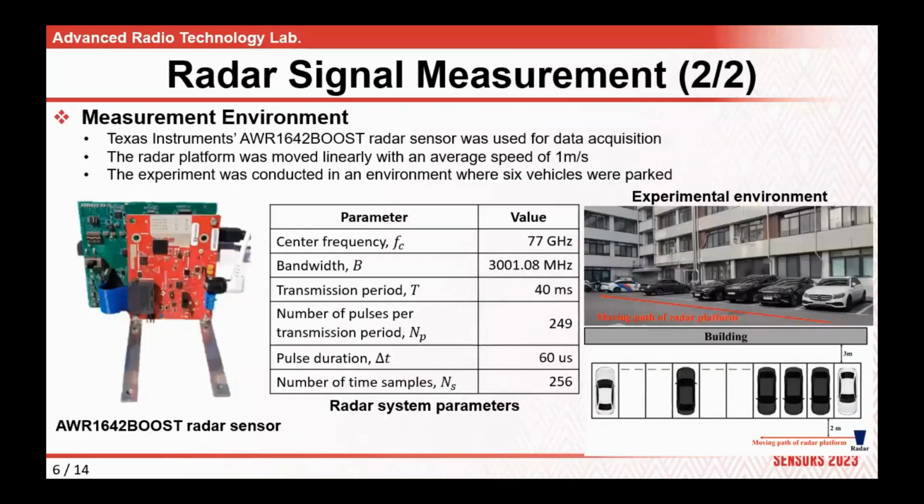Measurement environment. In the measurement, TI's AWR1642 BOOST was used, and the parameters set in the radar are shown in the table. The radar was set to a center frequency of 77 GHz and a bandwidth of approximately 3 GHz, with the remaining parameters shown in the table. The experimental environment is as shown on the right, and the radar was attached to a movable platform and moved linearly at an average speed of 1 meter per second. Additionally, measurements were conducted in an environment where 6 vehicles were deployed.